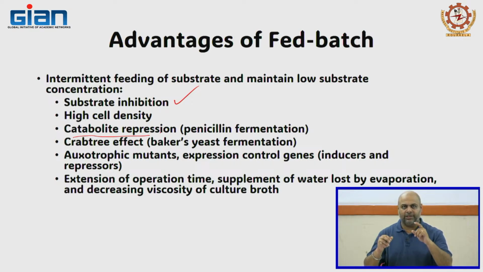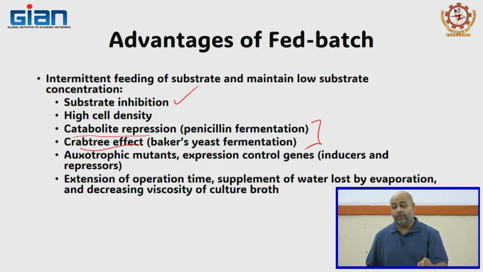If you are changing the concentration of your substrate, it might lead to issues. In penicillin fermentation, the presence of glucose leads to catabolite repression, and the same thing happens in baker's yeast fermentation. If too much glucose is available, ethanol generation can take place because of glucose phosphorylation. That is considered the Crabtree effect. So, if you are able to control the flow of your substrate into the fermenter, you are going to avoid these two types of issues.